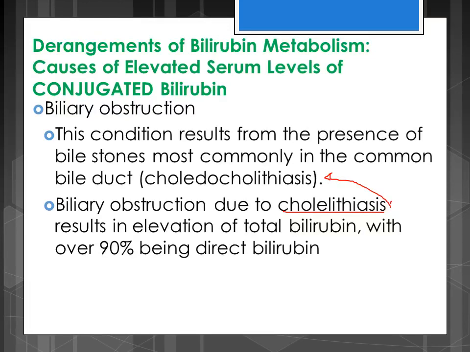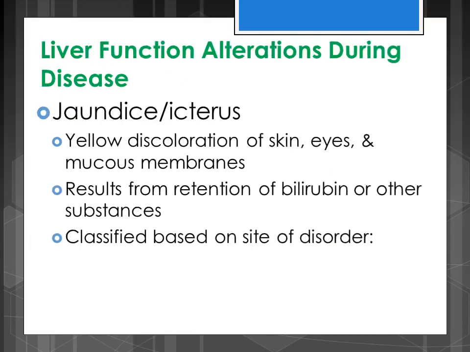Okay, liver function alterations during a disease. So we have first on the list, jaundice or icterus. Jaundice or icterus is the yellow discoloration of the skin, eyes, and mucous membrane, which usually results from the retention of bilirubin or other substances, and that is classified on site of the disorder. So there are three classifications. We have the pre-hepatic jaundice, hepatic jaundice, and the post-hepatic jaundice.